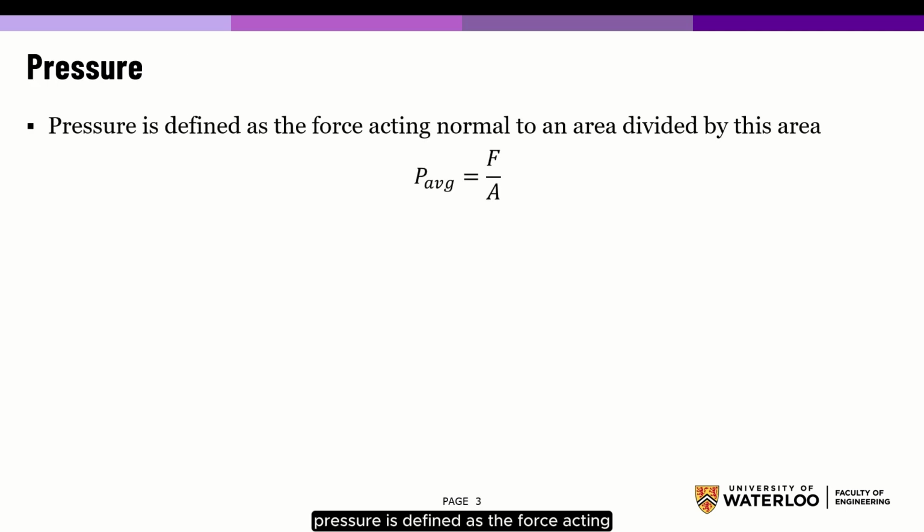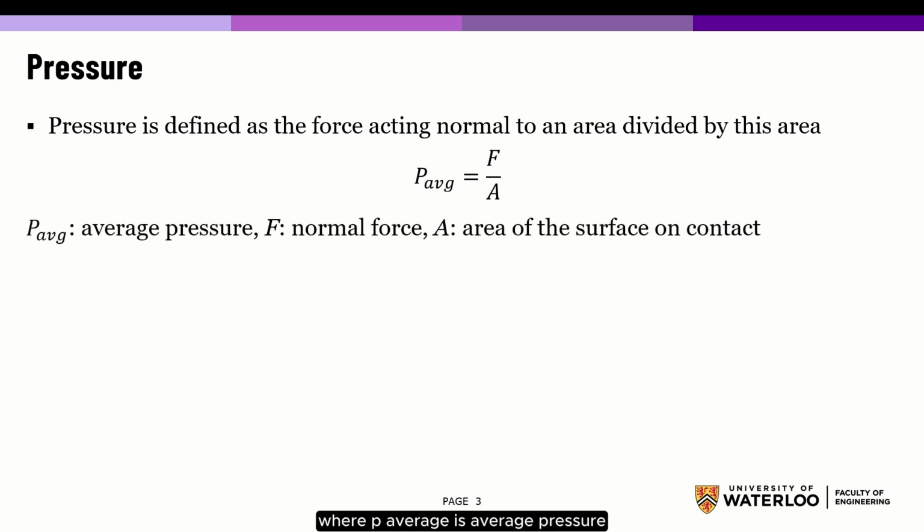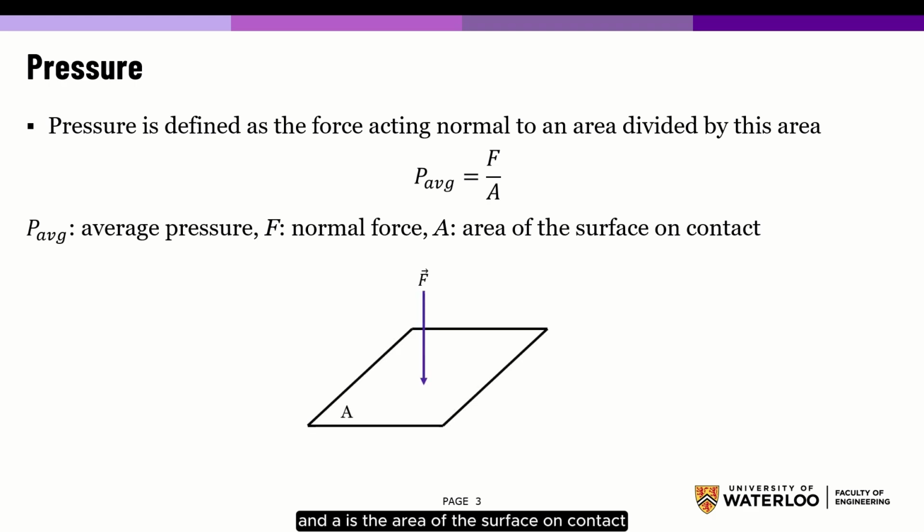Pressure is defined as the force acting normal to an area divided by the area. P average is equal to F over A, where P average is average pressure, F is normal force, and A is the area of the surface in contact.